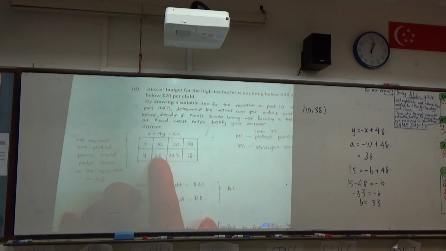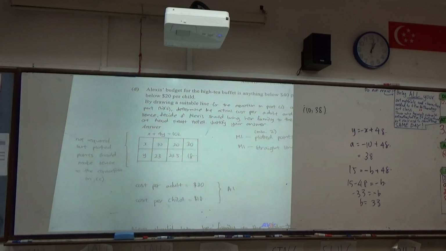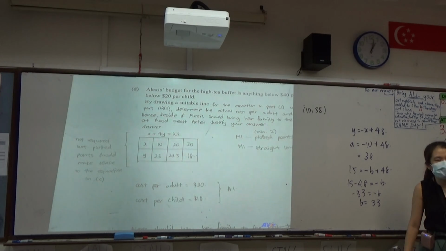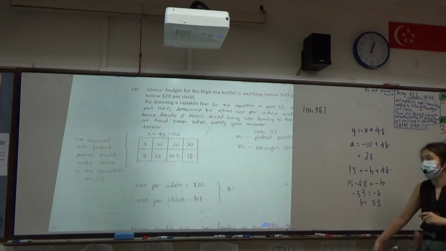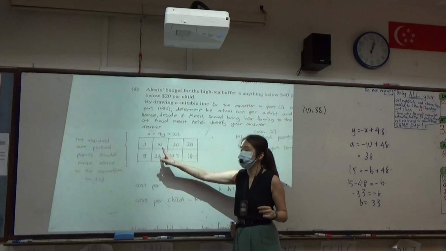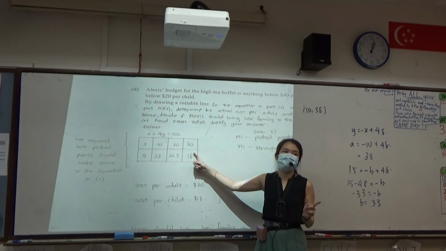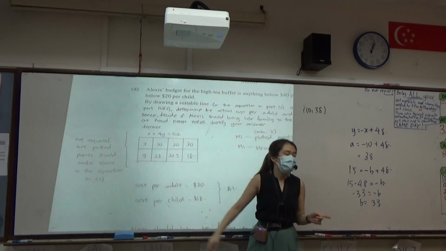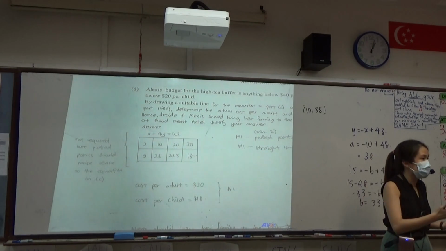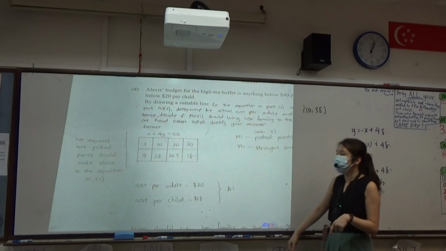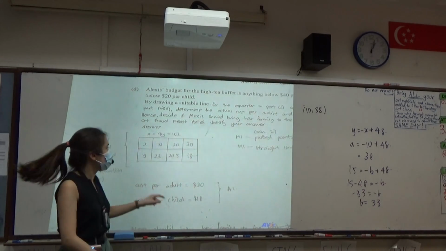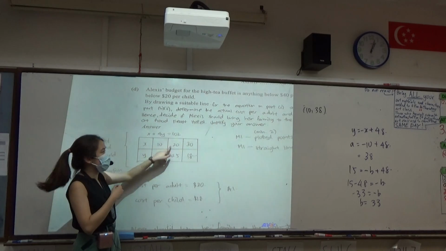Actually, I said before the exam, when I returned your homework, when you need to draw a line, how many points must you at least plot? 3 is the best, 2 is the minimum. So you can choose x equals 10, 20, 30. That's the simplest one, but you can choose anything. You don't want to choose 100, because you cannot even plot it inside your graph.